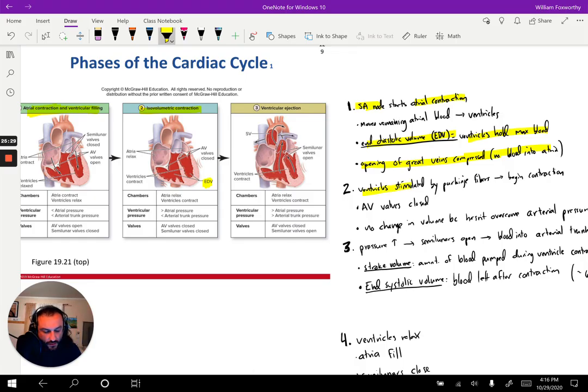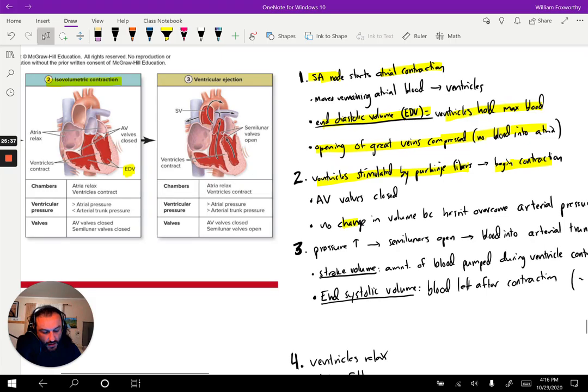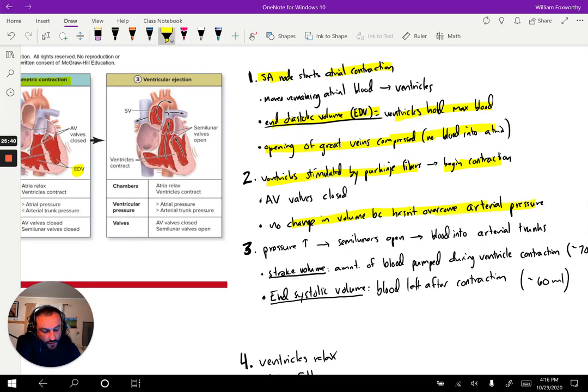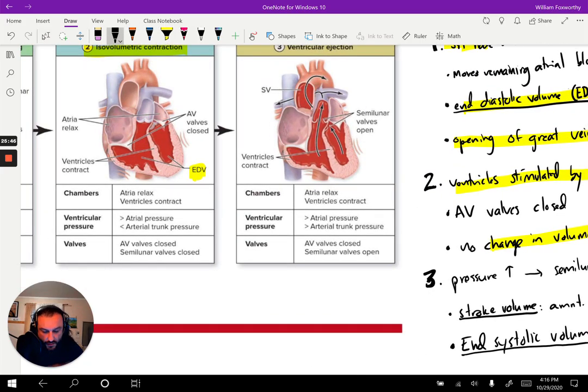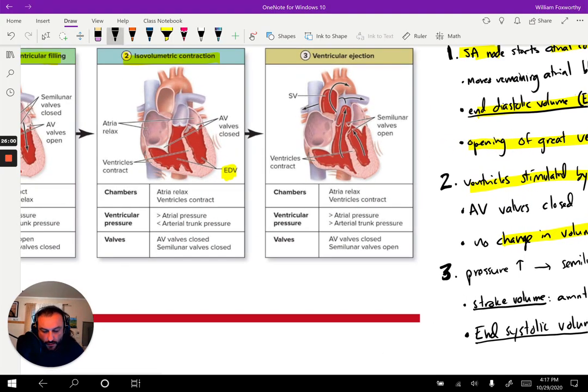So here, the ventricles are stimulated to contract by your Purkinje fibers, and then the muscles begin to contract, but the volume doesn't change yet, and there's no change in volume because the pressure in the ventricles has not yet overcome the arterial pressure. So, the ventricles need to contract hard enough to open up these semilunar valves and shoot blood into the aorta and pulmonary trunk. And while the ventricle pressure is high, this is also pushing the AV valves closed, so that blood does not go from the ventricles into the atria.